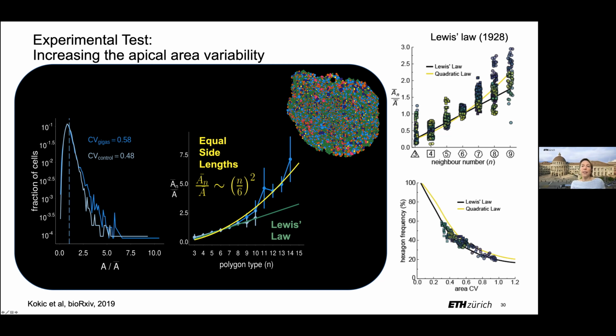And so that would mean that Lewis law emerges because it minimizes the deviation in side lengths and therefore allows these polygons that all have different areas to fit into a contiguous lattice by being the most regular that you can be in such a setting.